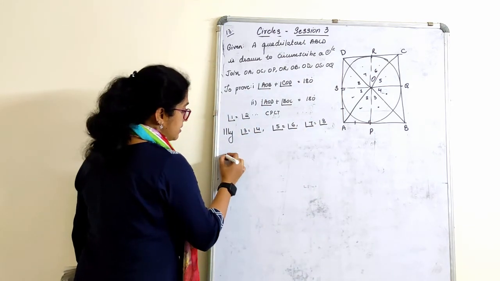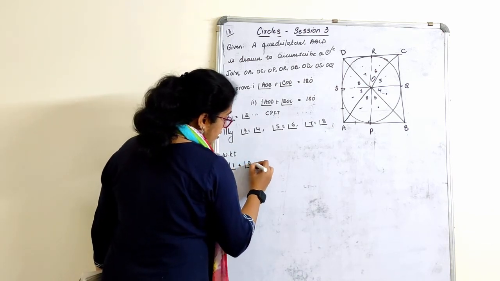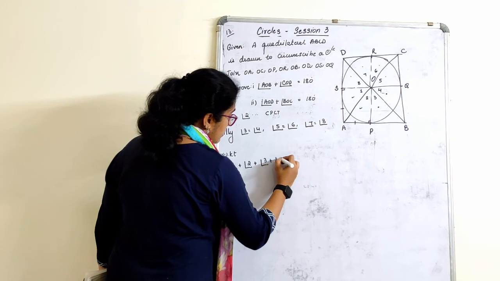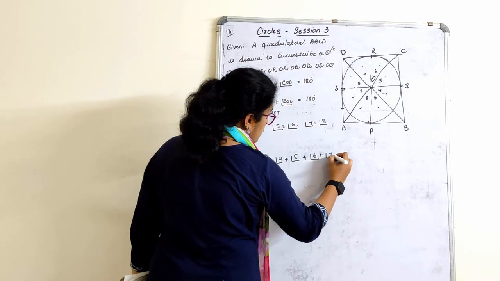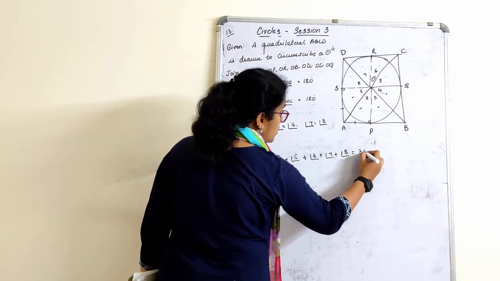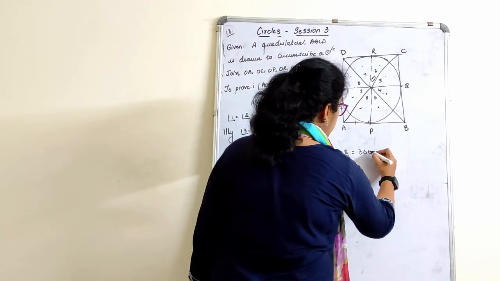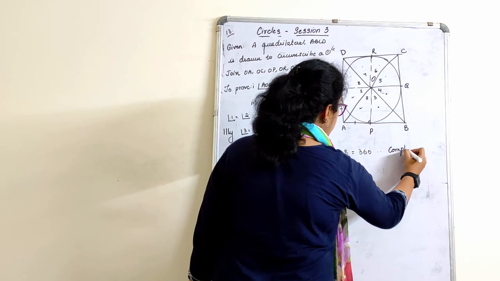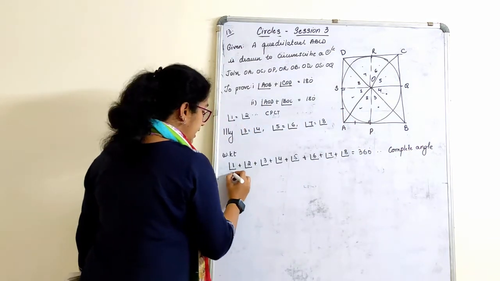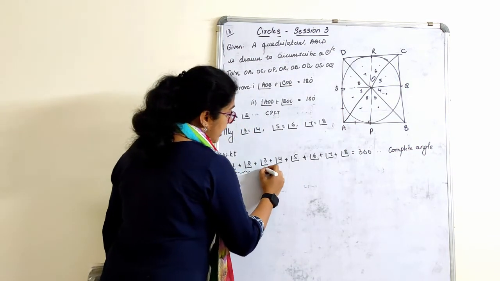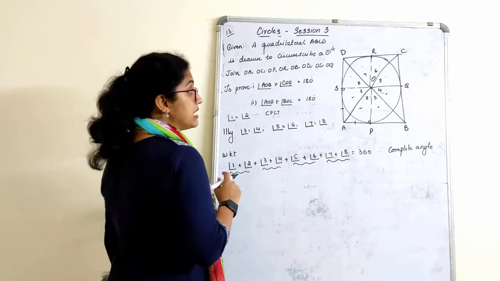Next, we know that angle 1 plus angle 2 plus angle 3 plus angle 4 plus 5 plus 6 plus 7 plus 8 is equal to 360. The complete angle at the center of the circle is 360. Reason: complete angle. But angle 1 is equal to angle 2, angle 3 is equal to 4, 5 is equal to 6 and 7 is equal to 8. Write in those terms.